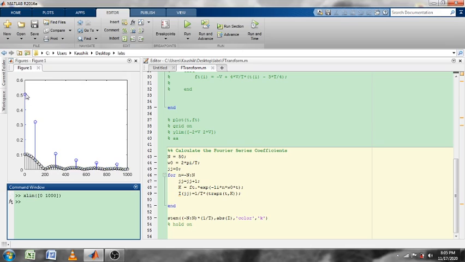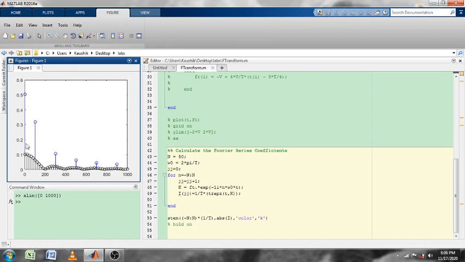Firstly, the blue one was 0.01 seconds, and the black one is 0.05 seconds. So I have increased the time period by 5 times. What has happened is the amplitude has reduced by 5 times. Before, the distance between two adjacent spectral lines was this much, right? Now look at the black plot. The distance between two adjacent spectral lines has become 1/5 of that.